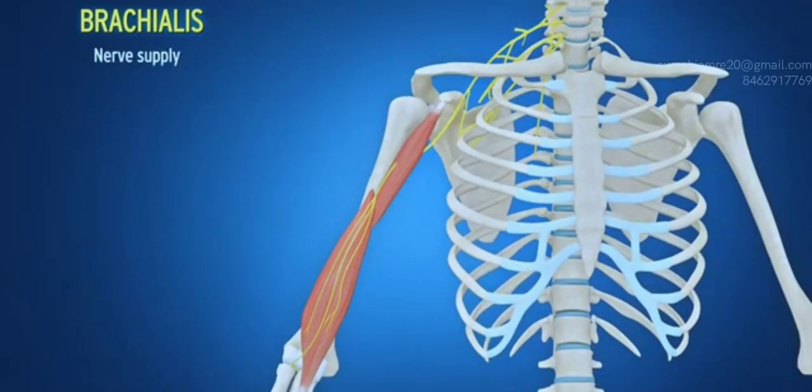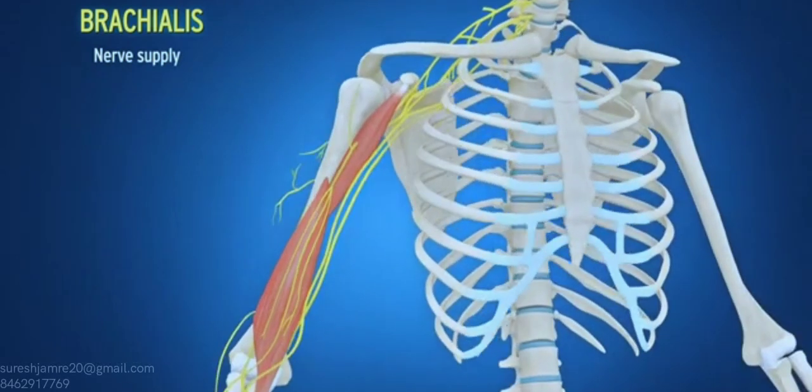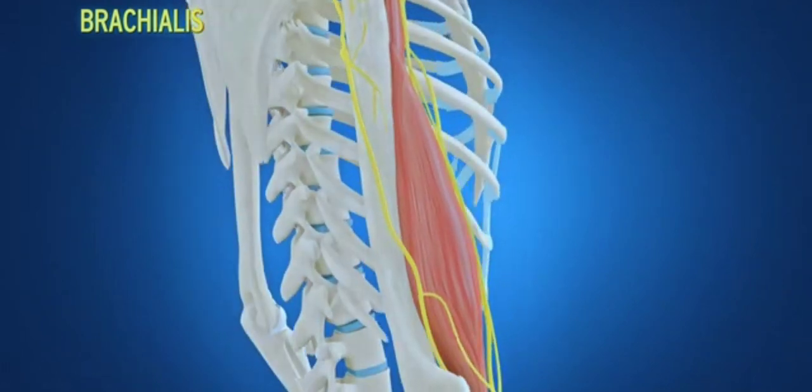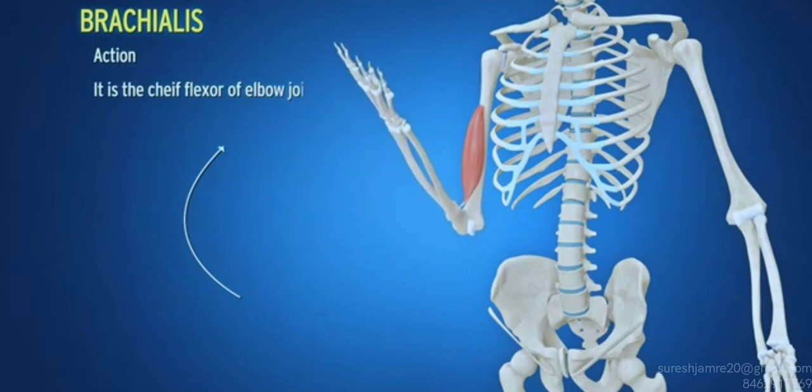Nerve supply. It is a hybrid muscle with dual nerve supply. Musculocutaneous nerve gives motor branches. Radial nerve gives proprioceptive fibers. Action. It is the chief flexor of elbow joint.